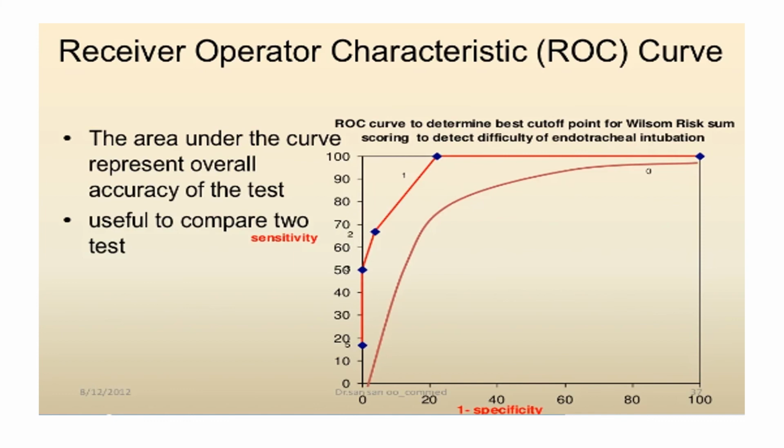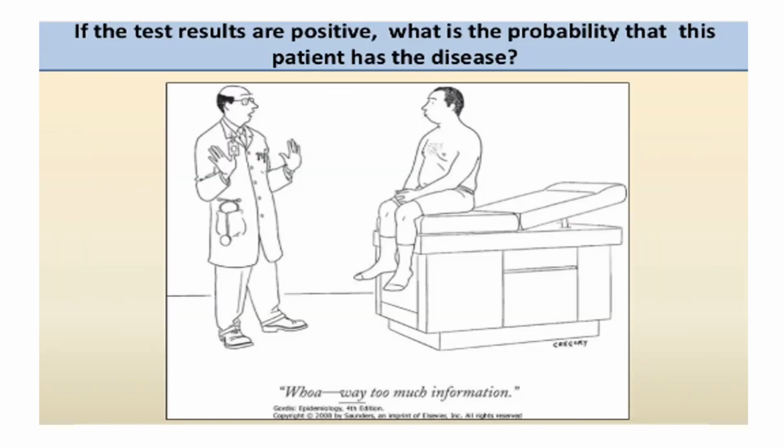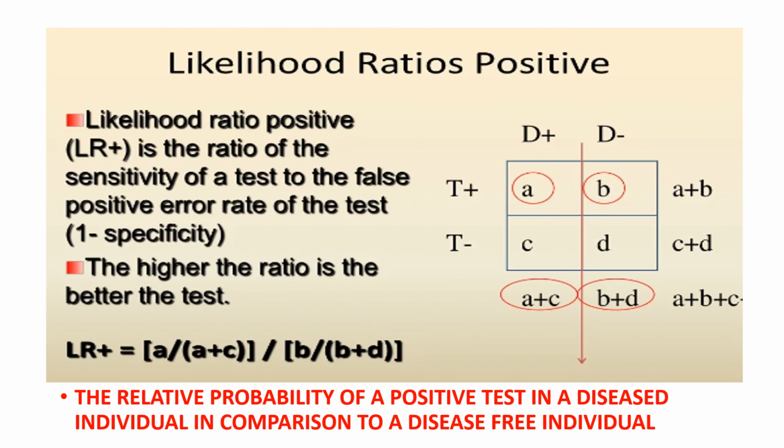The area under the curve represents the overall accuracy of the test. The greater the area, the greater the accuracy of the test. So if the test results are positive, what is the probability that this patient actually has the disease? Well, for that we have the likelihood ratios. A positive likelihood ratio, or LR positive, is the ratio of the sensitivity of a test to the false positive error rate of the test, that is 1 minus specificity. The higher the ratio, the better the test.